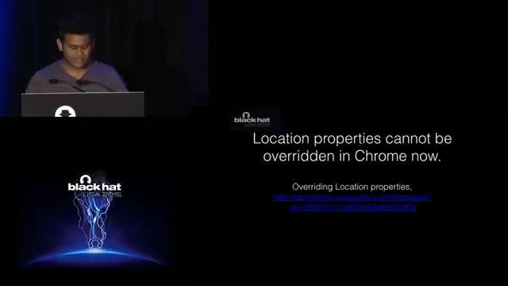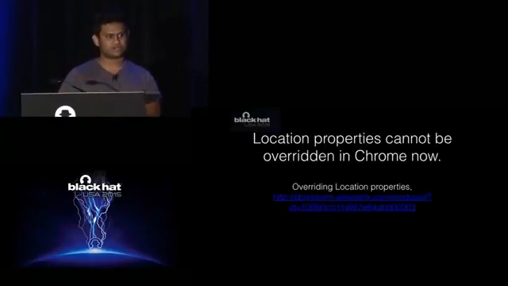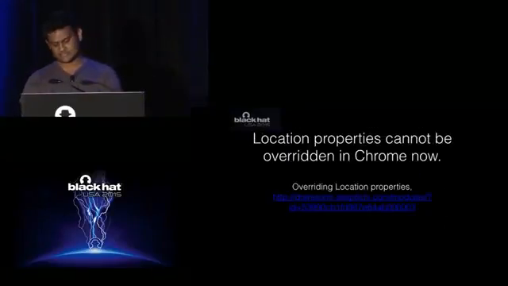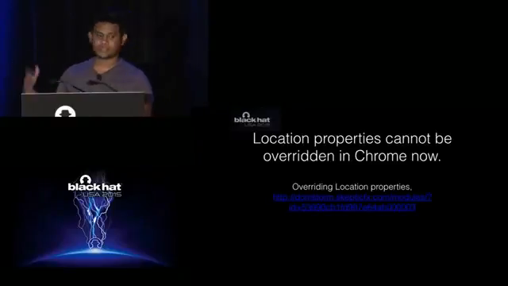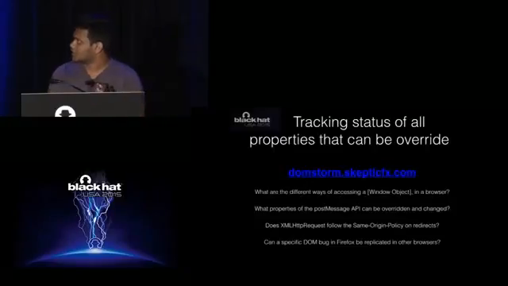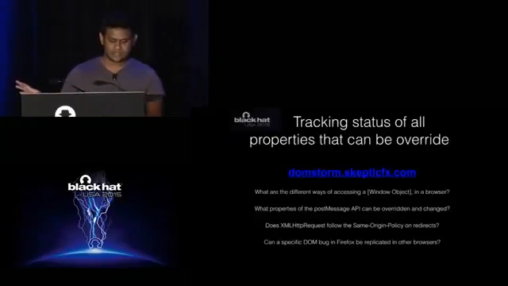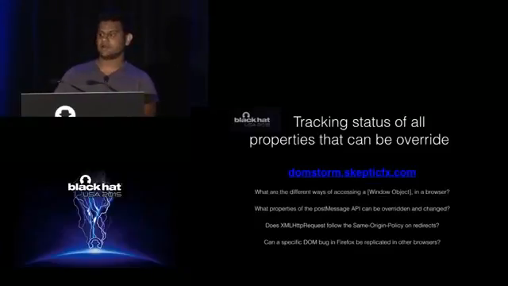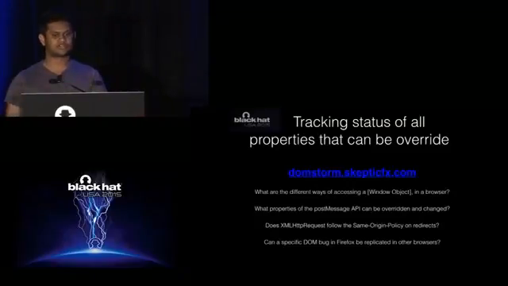So I use a tool called DOMStorm, which I've written. This link basically gives you all the location properties which can be overridden in Chrome right now and various different browsers. So the tool I'm talking about is DOMStorm. It is a database of all of the interesting questions that you can ask a browser and track them across different versions of different browsers.